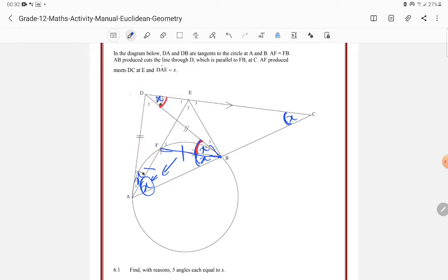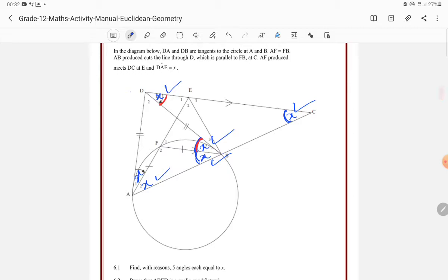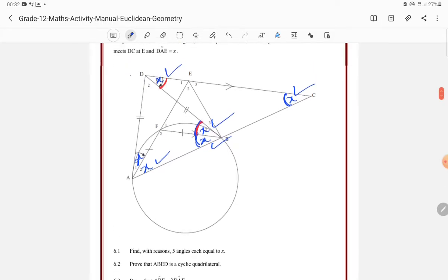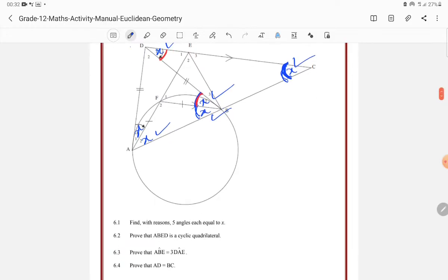So we have all the angles that are equal to X, which means 5 of them. This is 1, this is 2, this is 3, this is 4, this is 5. So we have found all of them with reasons, because this one we found by using tan chord, and this one we found because of the angles facing equal sides. Then this one we found by using corresponding angles. Then we remember that when we are having parallel lines and a transversal line, there will be alternate angles that are going to be equal to each other, especially when the lines are parallel to each other.